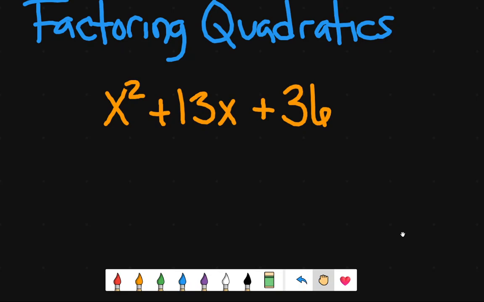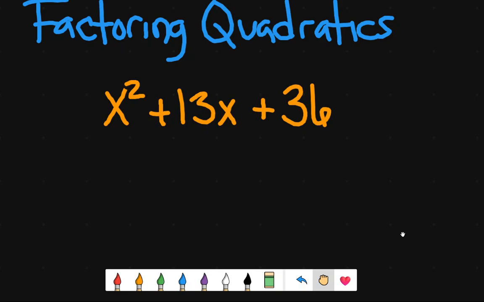Move on to factoring quadratics. So we've been factoring monomials and polynomials previously. So now we move to factoring quadratics. In this case, where we have x squared plus 13x plus 36, we want to factor this expression into binomials.